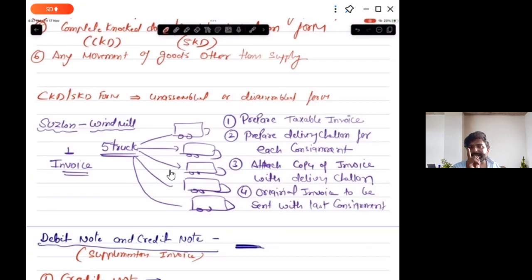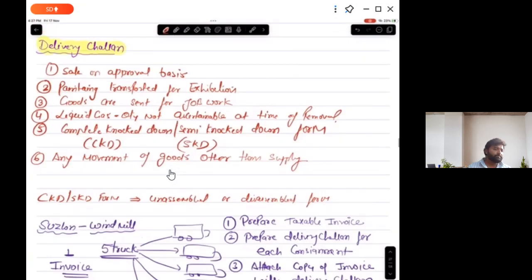So I don't have one consignment, I have 5 consignments but the goods are one, and the delivery of the 5 consignments is happening in 5 vehicles, while the bill is one. So in that case I need to prepare 5 delivery challans because I only have one invoice. So with every vehicle, I need to issue a document. That document will be called delivery challan. Okay, great. And these are the reasons why I'll issue the delivery challan.